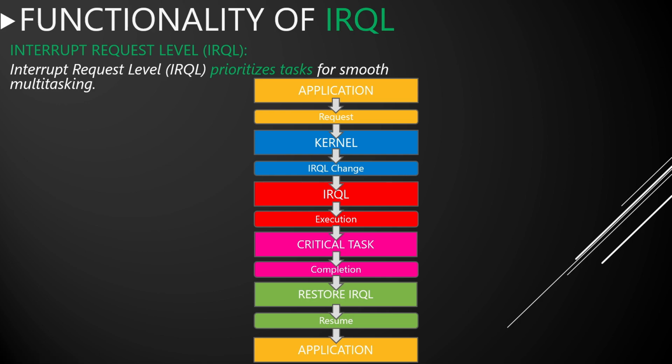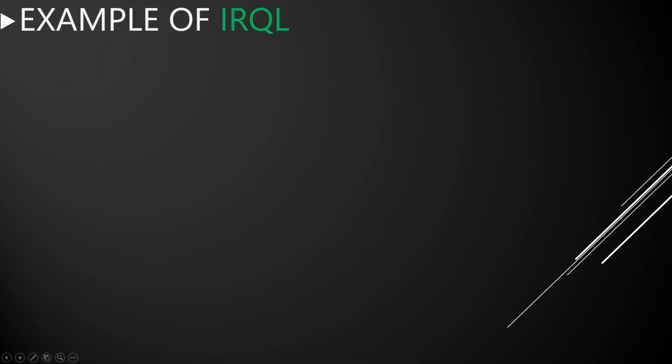The default priority of IRQL is the lower. Okay, and the application will continue. Okay, that's the functionality of IRQL. So let's see an example of IRQL.